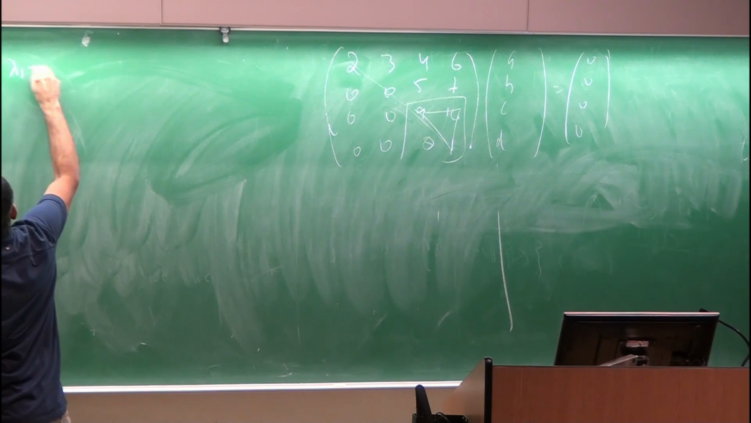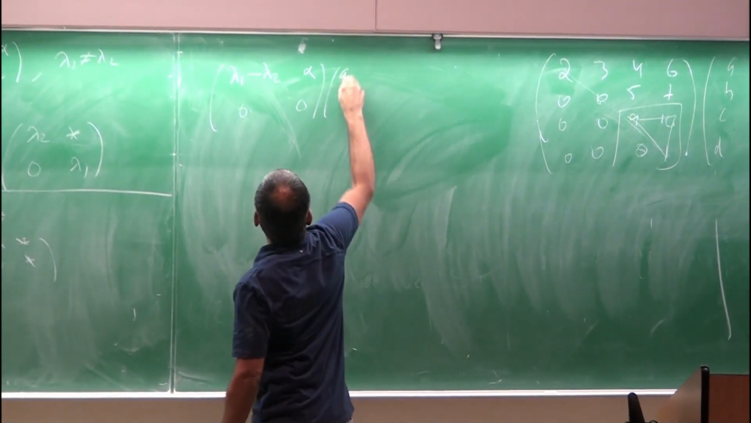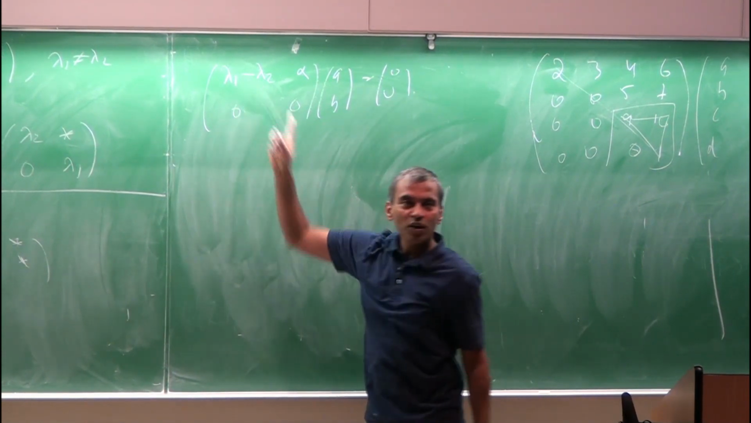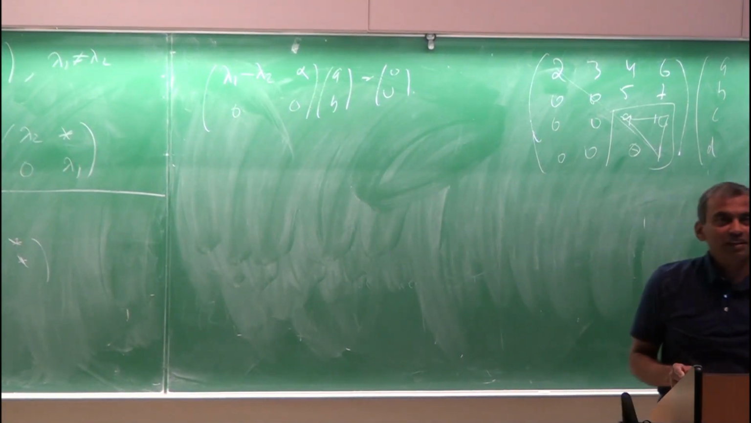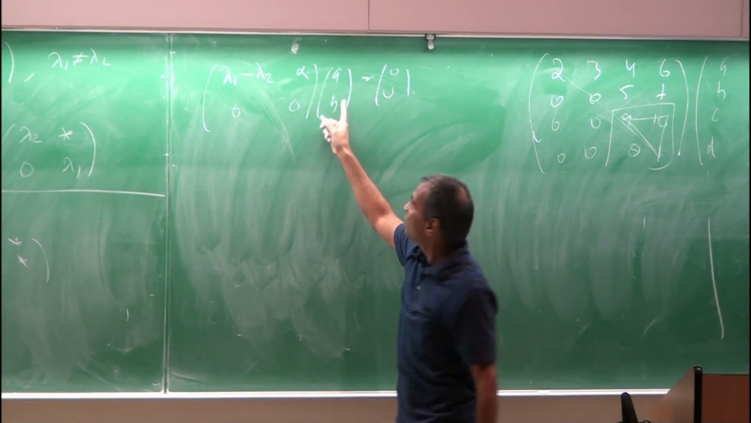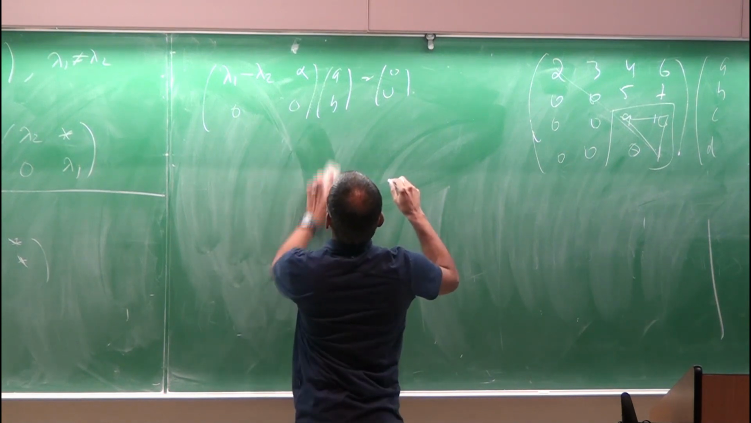To find the v, I subtract lambda 2 from the diagonal. Then I solve the system with a and b equal to 0, 0. I know lambda 1 is not equal to lambda 2, so I can take a as my basic variable and b as my free variable. So I can take a and b like that.